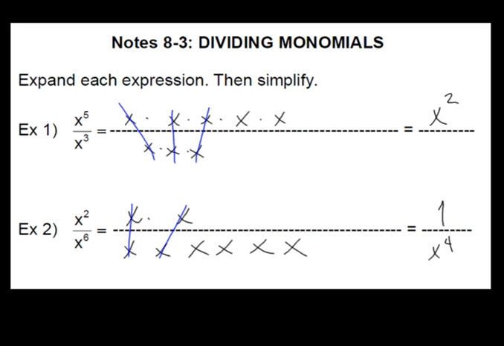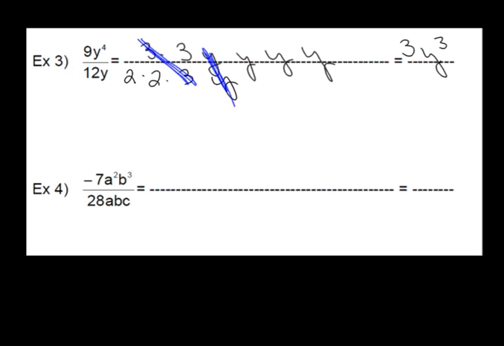Looking at example 3. Example 3, I'm going to think of 9 as 3 times 3. Then I've got 1, 2, 3, 4 of my y's. Here I have 12. 12 is the same thing as 2 times 2 times 3. And then I have a y chilling here. I go through and cancel out anything they have in common on top to bottom. Bam, the 3's go away, and one of these y's go away. So on top, I am left with 3, y to the third power. On the bottom, I have 2 times 2, which is 4.